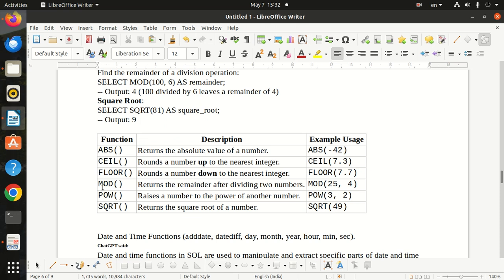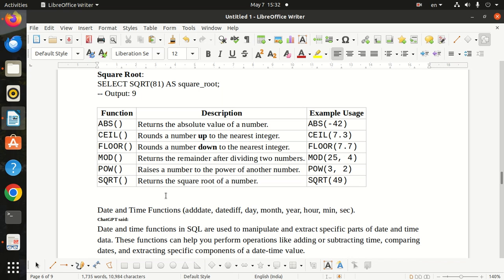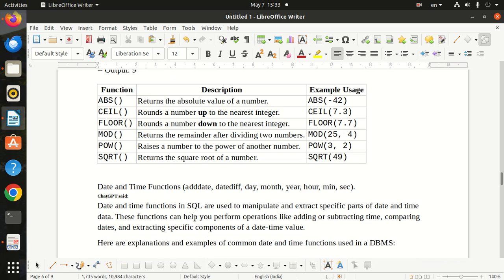So, a summary about these math functions. Keep in mind that ABS returns the absolute value of a number. Ceil rounds a number up to the nearest integer. Floor rounds a number down to the nearest integer. Mod returns the remainder after dividing two numbers. Power raises a number to the power of another number. Square root returns the square root of a number.